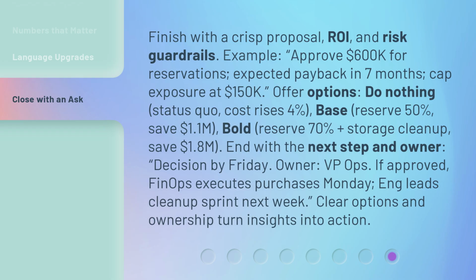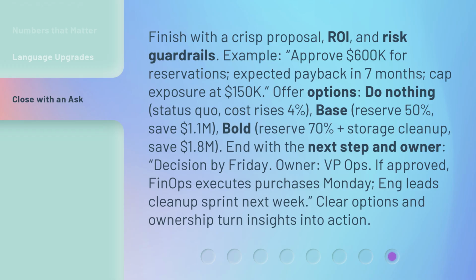Finish with a crisp proposal, ROI, and risk guardrails. Example, approve $600,000 for reservations. Expected payback in 7 months. Cap exposure at $150,000. Offer options.